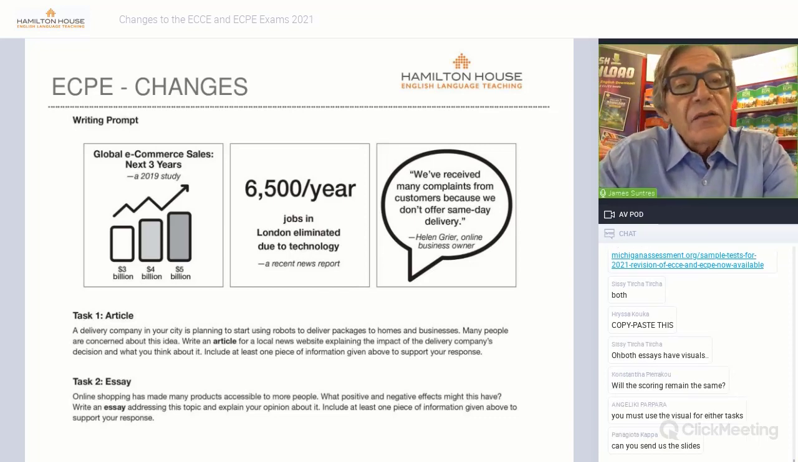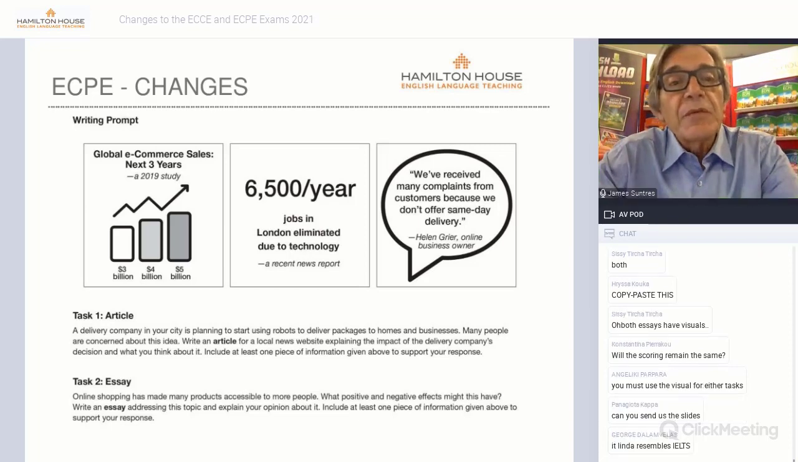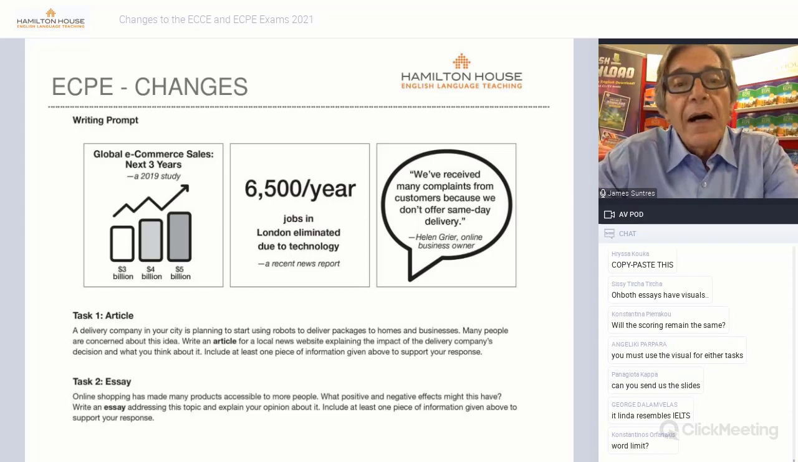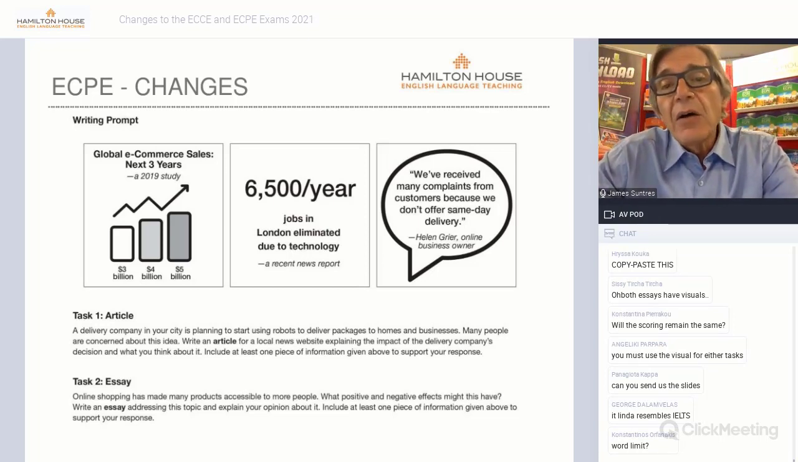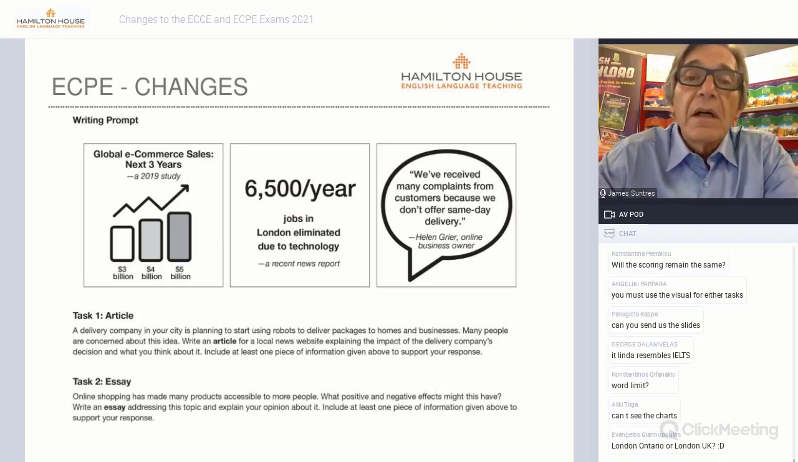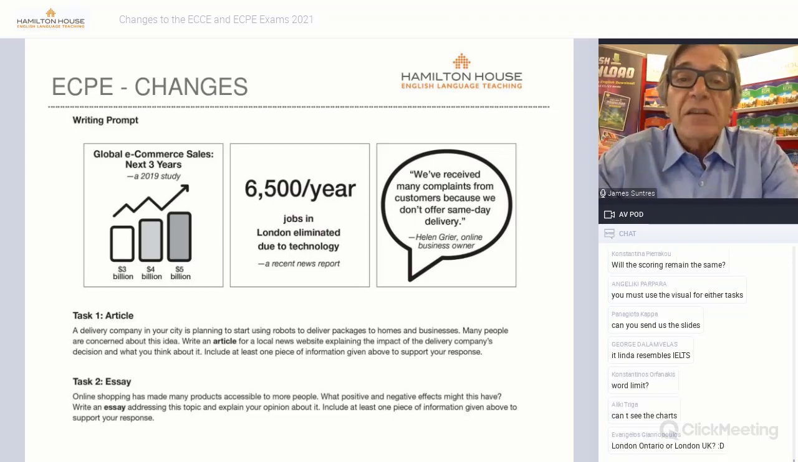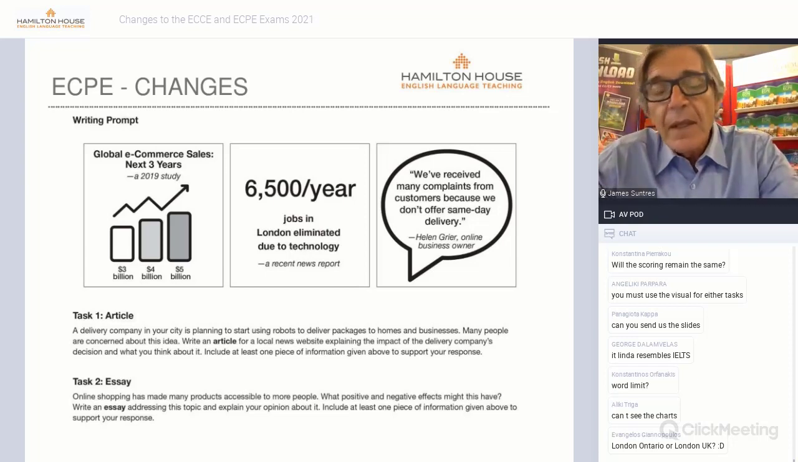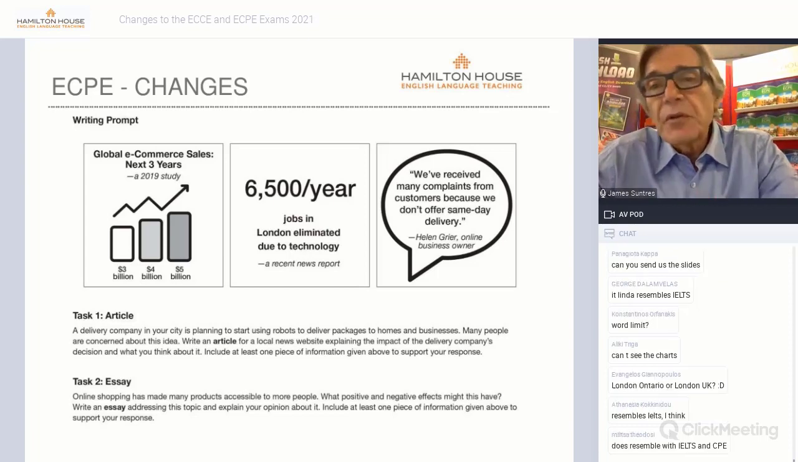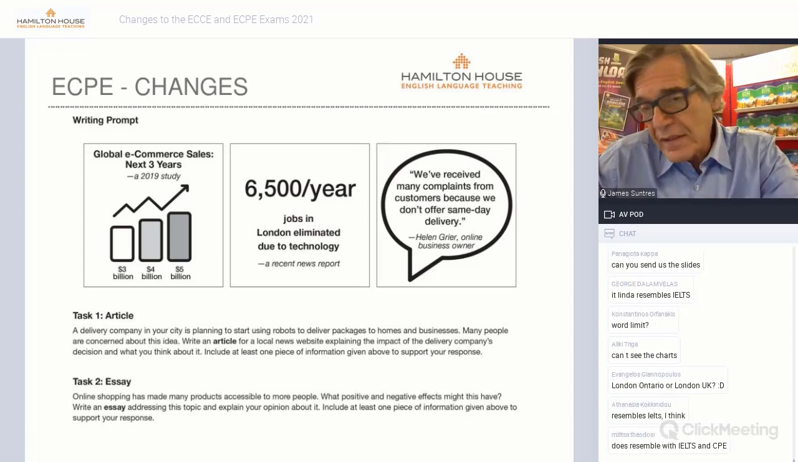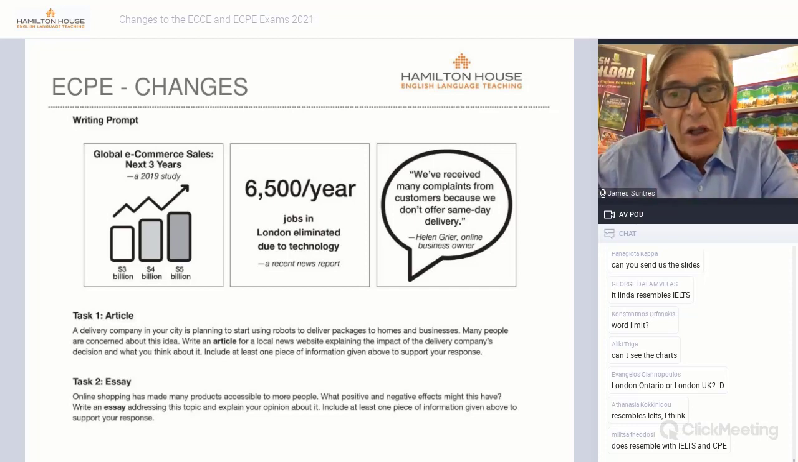Okay, so notice we have the one visual about trends in e-commerce, how they're increasing. The second visual about how due to technology jobs are lost, and the third visual how a business owner deals with customers who are upset because they don't offer same-day delivery. And so current problems, the sorts of things that we encounter in the media, worries that people have, how technology is affecting the job market, and trends in e-commerce, etc.